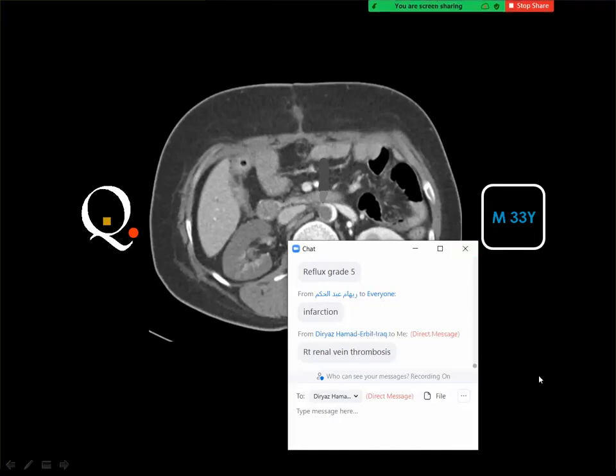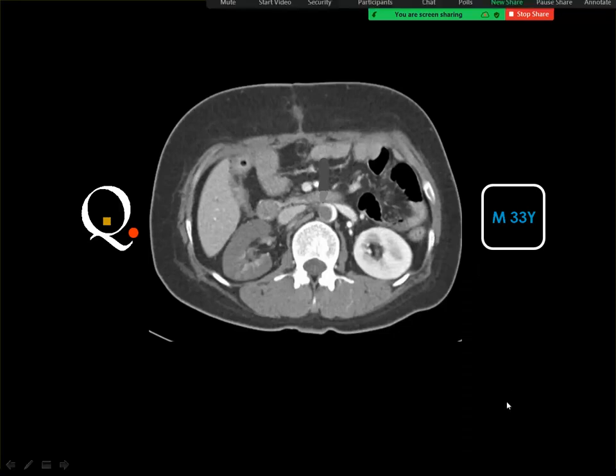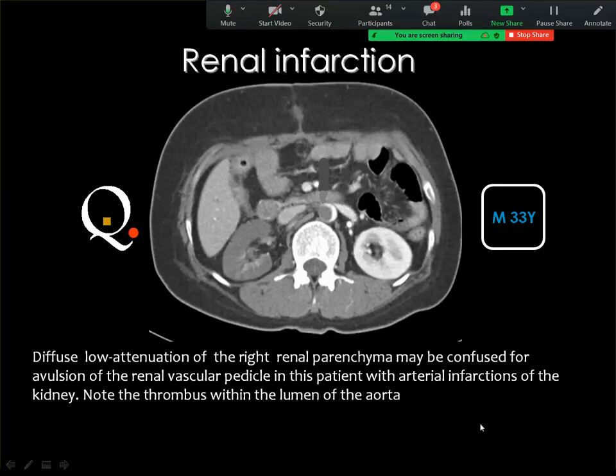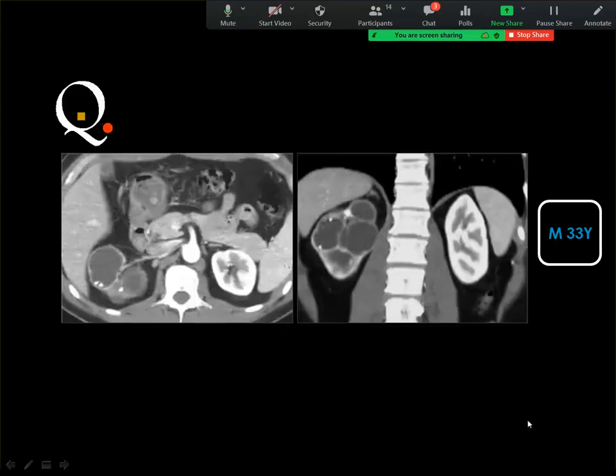Very good. Reham said that this is an infarction, and this is an answer which is right. This is renal infarction because of a thrombus in the aorta, not in the renal vein. This is the aorta, and this is the IVC. The IVC is patent, and you do not see the renal vein on the right side. Then this is a thrombus in the aorta that has affected the right renal artery, resulted in this renal infarction. Okay, next case.